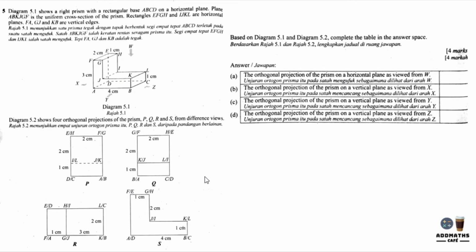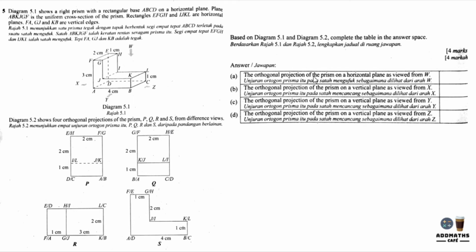Next question, question 5. As we can see from this question, it shows a diagram with a right prism with a rectangular base down here. Right prism and rectangular base. Plane ABKGAGF is a uniform cross-section of the prism. Rectangles EFGH and IJKL are the horizontal planes here. Alright, so these are the 4 different orthogonal planes.